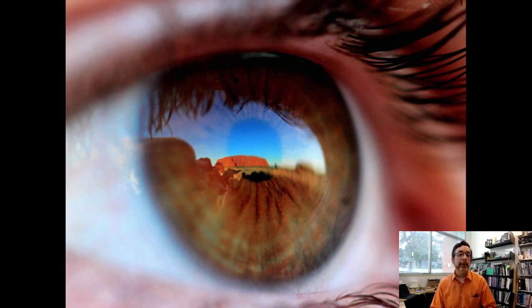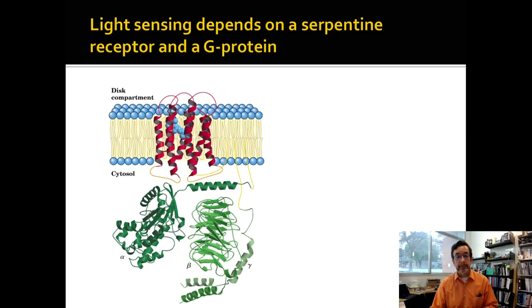It all starts with the eye, and as biochemists we are interested in what happens inside the retina as the light comes in through the lens, hitting the retina, and sending a signal down the nerves to the brain. And it turns out that this as well depends on a serpentine receptor and a G protein. So we have the same principles.